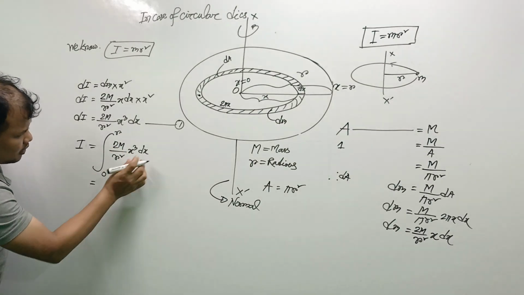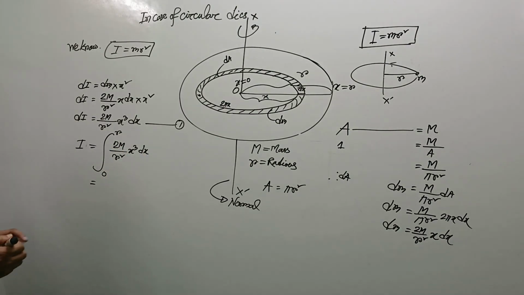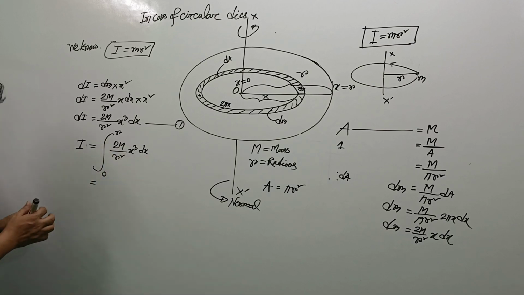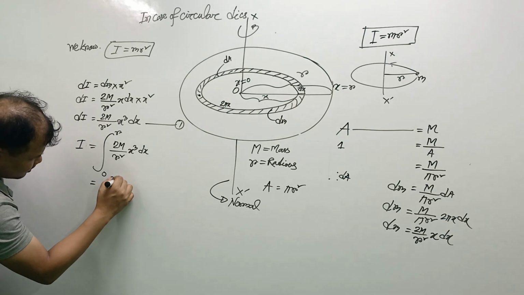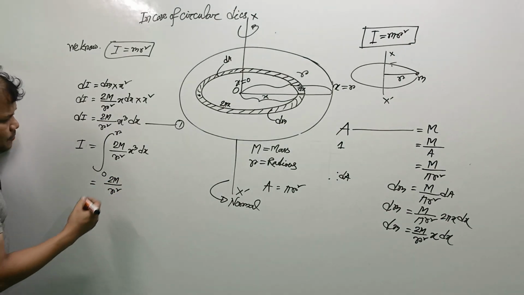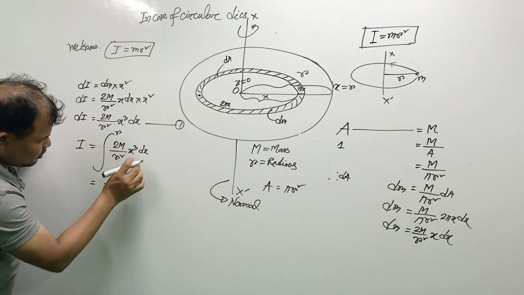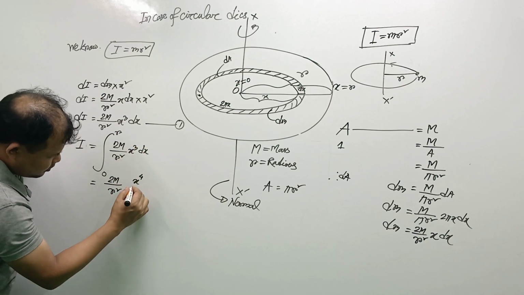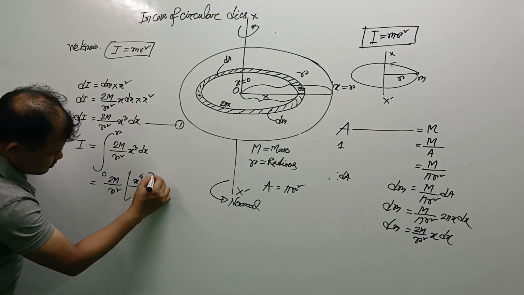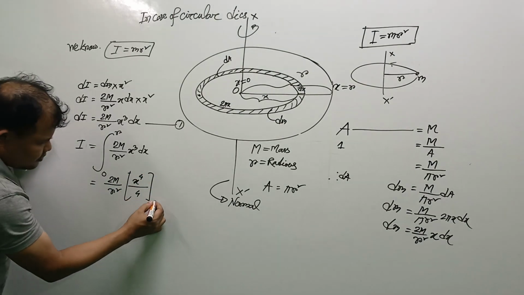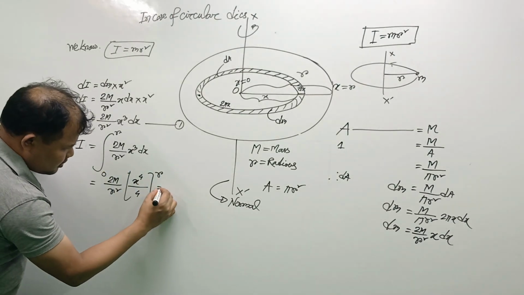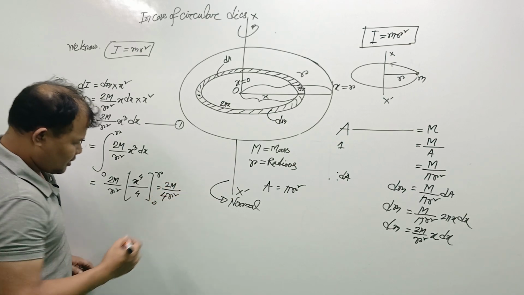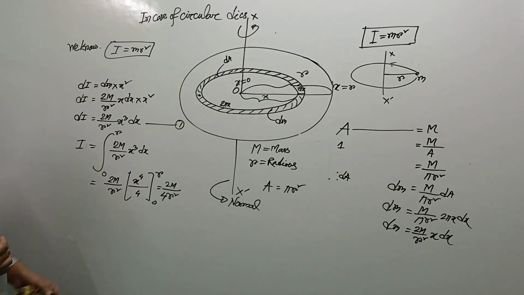We integrate with respect to the x axis. So 2m divided by r square comes out of the integration part as a constant. We know the power of x is 3, so we add 1, which gives x to the power 4 divided by 4. We know these basic rules. 2m divided by r square, and we take out 4 as a constant part.